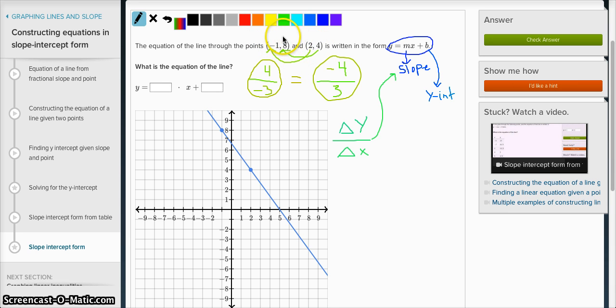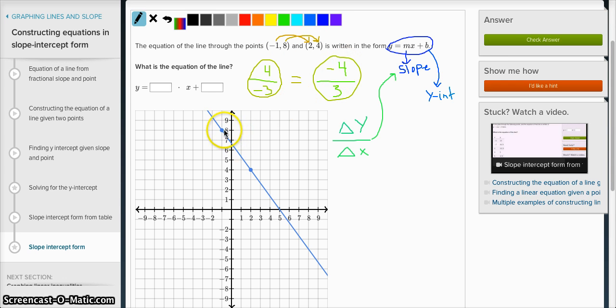The thing you can't do is say, okay, how much does y change from 8 to 4, and how much does x change from 2 to negative 1? That's not allowed because the y's are going from the first point to the second, and the x's are going from the second point to the first. That will give you an opposite slope. So just make sure when you're calculating a slope, you're consistent about which one you're subtracting from the other one. But either way, what this means is every time x goes up 3, y is going to go up negative 4.